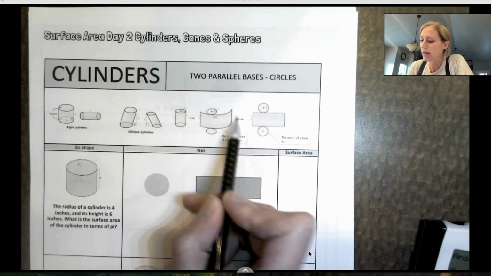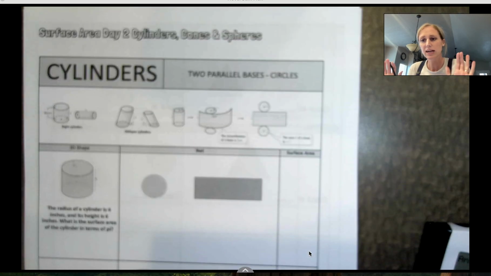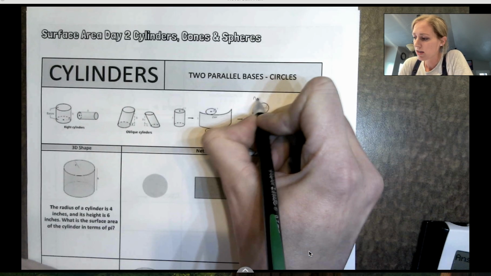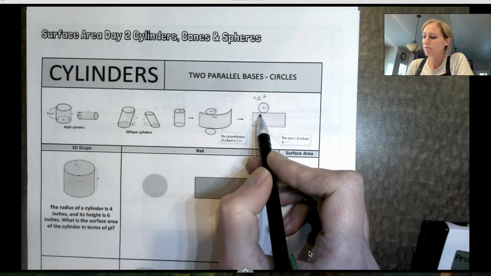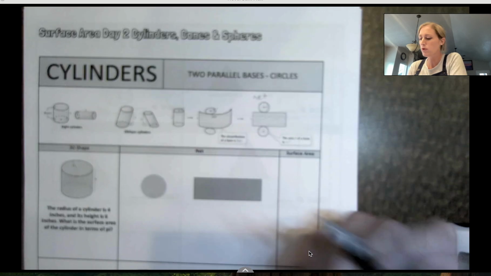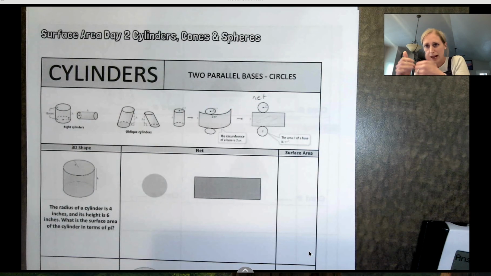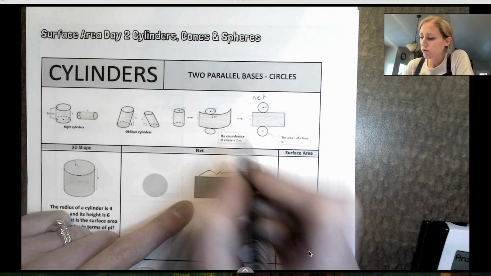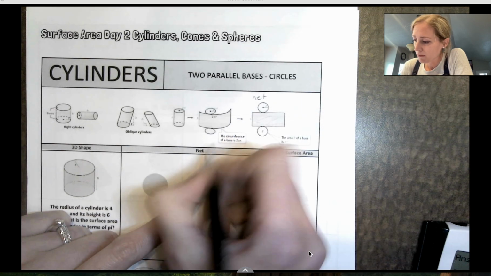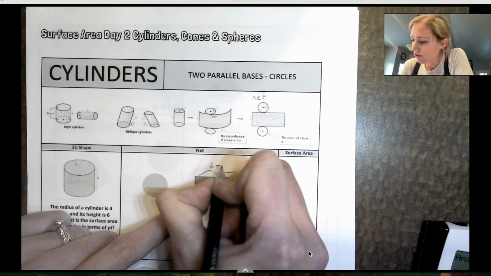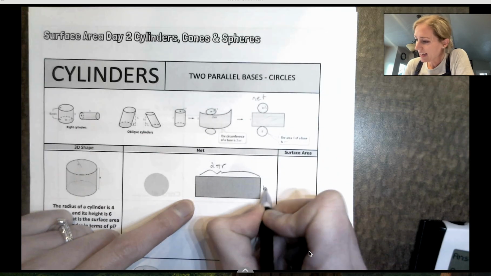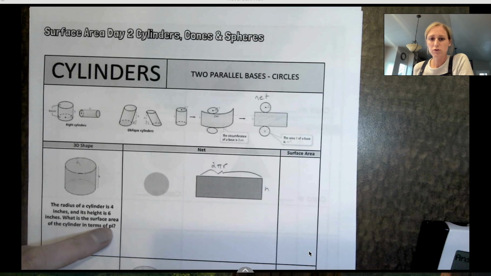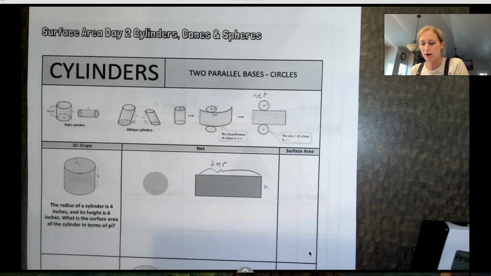The lateral face, if I unwrap it, becomes a rectangle. So here's the net of a cylinder. How I find the area of this rectangle is base times height. If I go back to its wrapped form, this base is equal to the circumference of the circle, which we know is 2 pi r. And the height is still the same as the height of the cylinder. So that's how I'm going to find the lateral area of a cylinder.